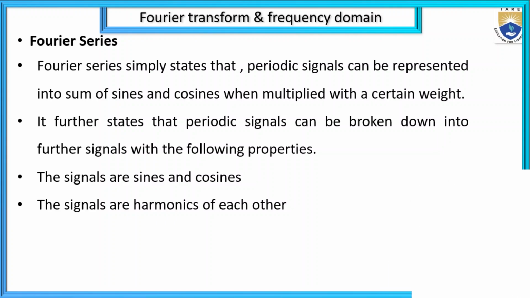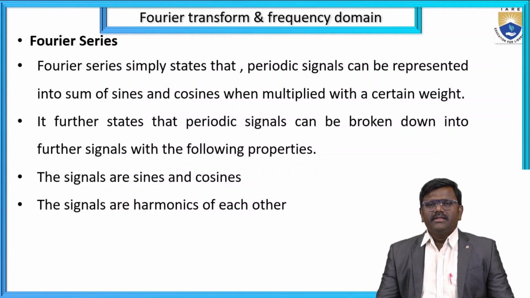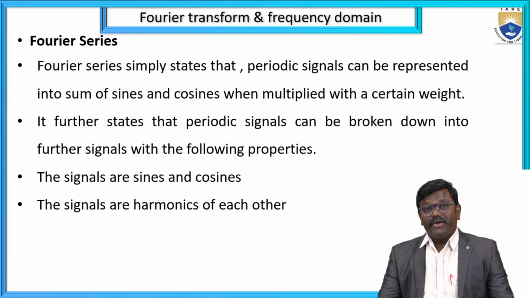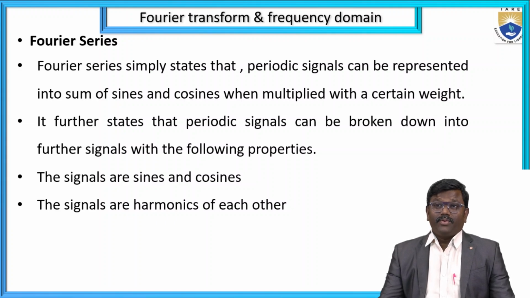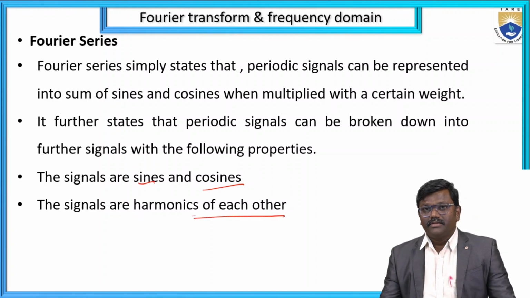The Fourier series, we are also concentrating on here. The Fourier series simply states that a periodic signal can be represented as a sum of sines and cosines when multiplied with a certain weight. It further states that periodic signals can be broken into further signals with the following properties: the signals are sine waves or cosines which are harmonics of each other.